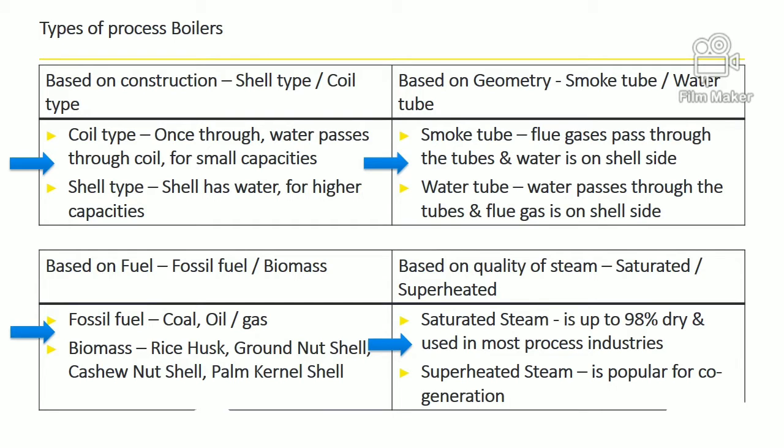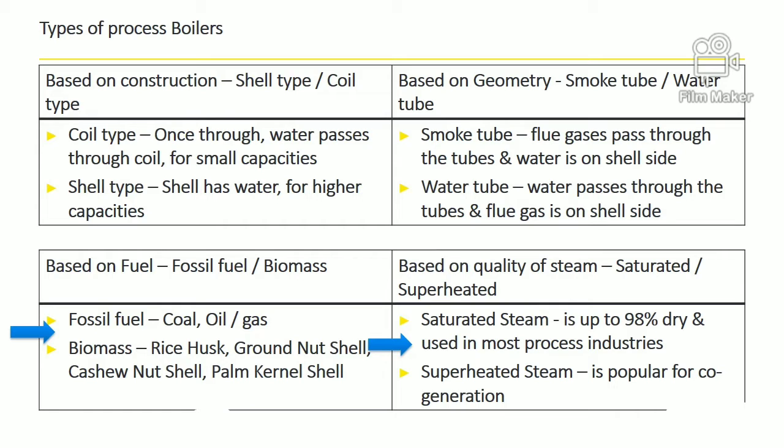There are different types of process boilers. Based on construction, there are coil type and shell type boilers. In coil type, water is in coils and these are small capacity boilers. In shell type boilers, water is in shell and these are large capacity boilers. Based on geometry, they are classified as smoke tube boilers, where gases pass through tubes and water is in shell, and water tube boilers, where water passes through tubes and gases are in shell.